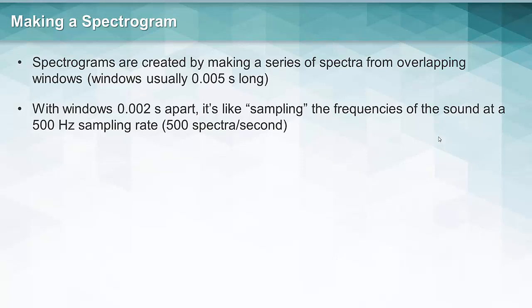A spectrogram is created by making a whole bunch of spectra, the plural of spectrum. Since speech changes rapidly, those spectra are made for pretty short windows of time, usually 5 milliseconds or 0.005 seconds long. The spectra overlap. Usually each window starts 2 milliseconds after the previous one. One way to think about this process is that you're sampling the frequency information in the sound once every 2 milliseconds, which is a frequency of 500 samples per second. So you could see 500 changes in frequency in the sound over the course of 1 second. That's fast enough to capture how speech changes while we talk.